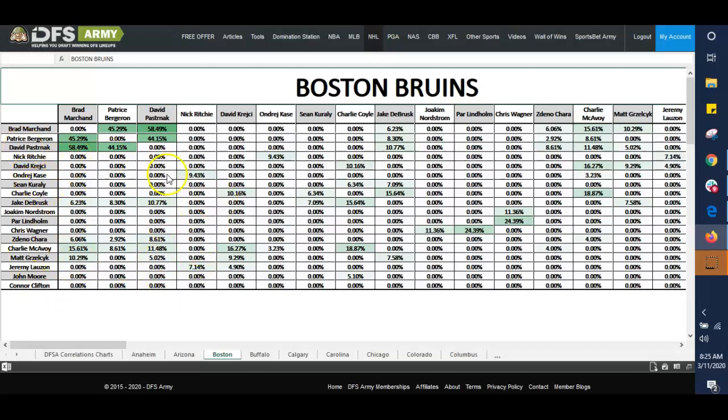See, all these other guys kind of shuffle up a little bit. They're not really highly correlated. I mean, they're okay. But if you look at where all of the green is, it's this top line. It is a very dominant line in Boston. They keep that line together.